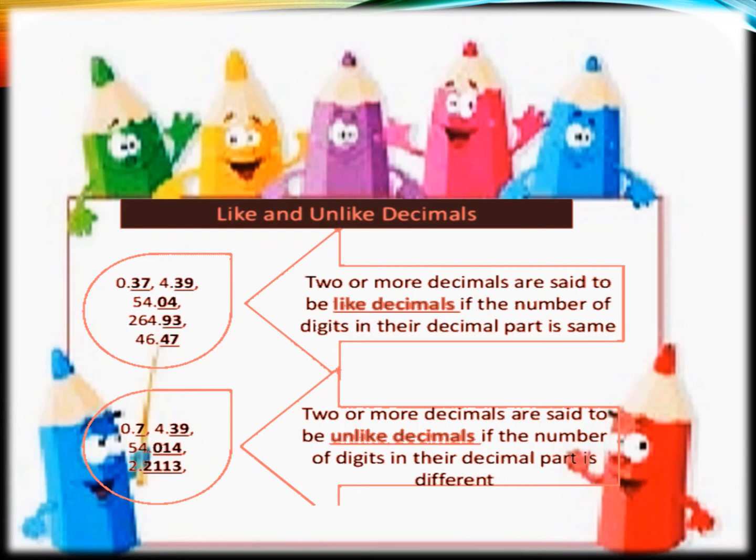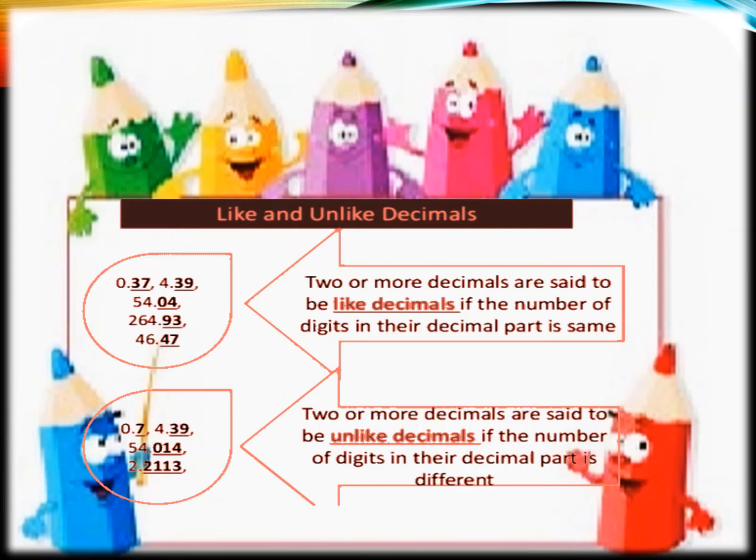And in the next block you can see 0.7, 4.39, 54.014 and 2.2113. What is this? 2 or more decimals are said to be unlike decimals if the number of digits in their decimal parts is different. You can observe here there is 1 decimal place in 0.7, 2 decimal places in 4.39 and 3 decimal places in 54.014.